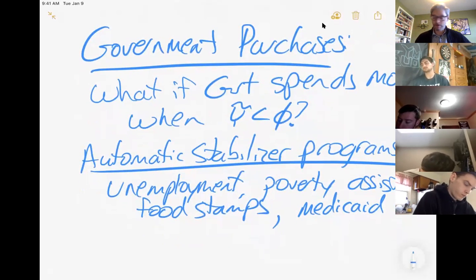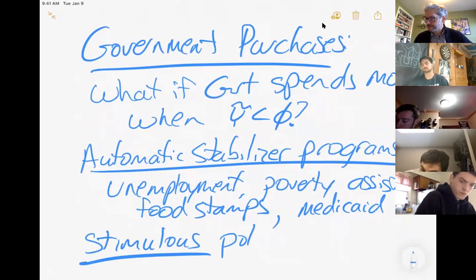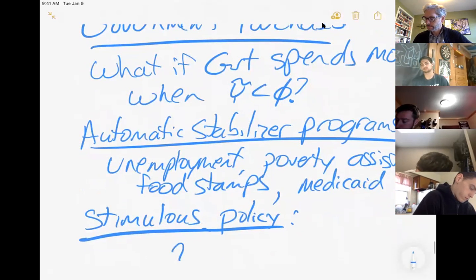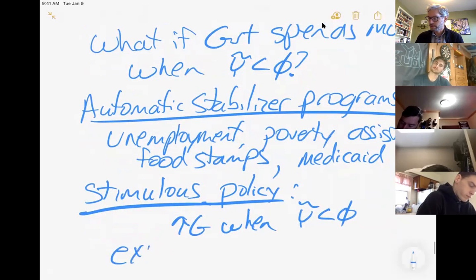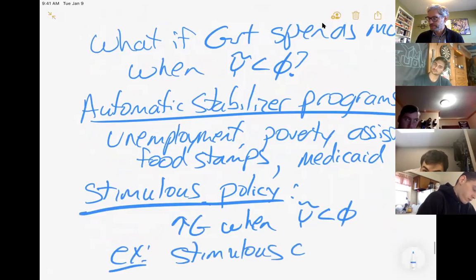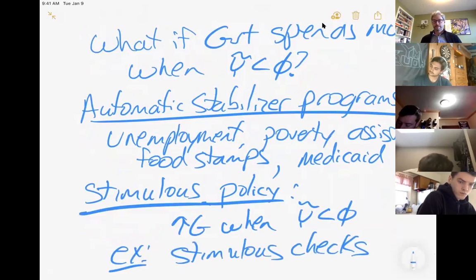In addition to automatic stabilizer programs, there's also basically stimulus policy, where the government provides many different forms of spending when the economy goes into a short run recession. For example, the stimulus checks we just talked about, right? The government decided to give every taxpayer $1,200 when the economy went into a recession in a way to try to stimulate spending. So government spending went up when short-run output goes down. We know that this is true in many different countries.